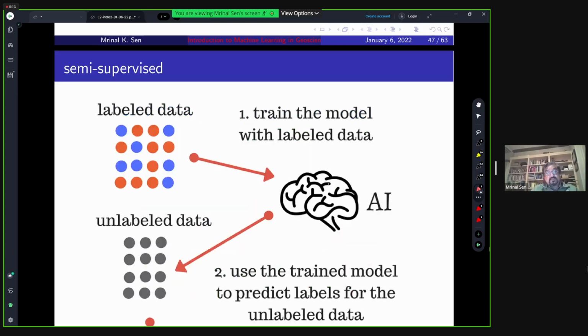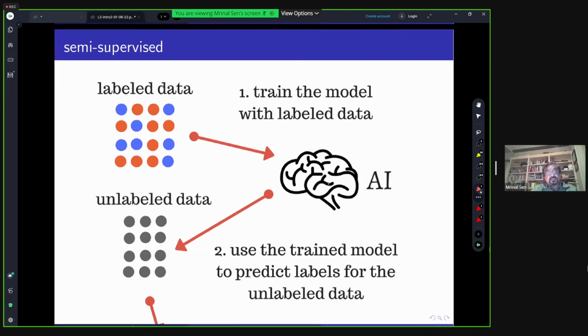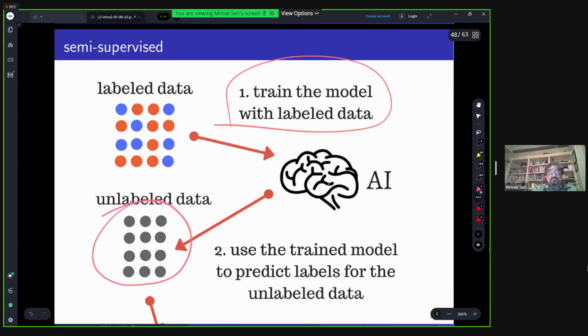There is also another algorithm that is called semi-supervised. What it means is that you train a model with part of the labeled data set, and then use that to predict the unlabeled data. First of all, you can also use a part of the labeled data for prediction, and then use that for predicting unlabeled data. So there are many different semi-supervised algorithms.